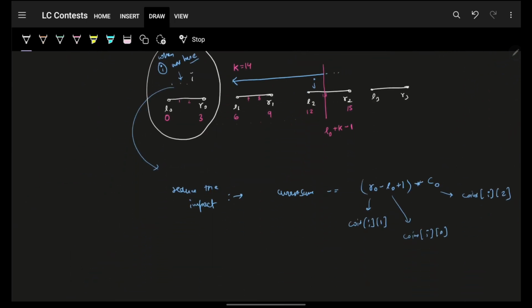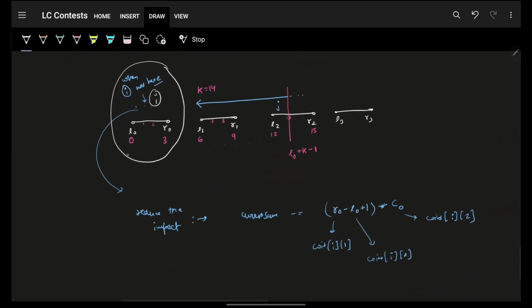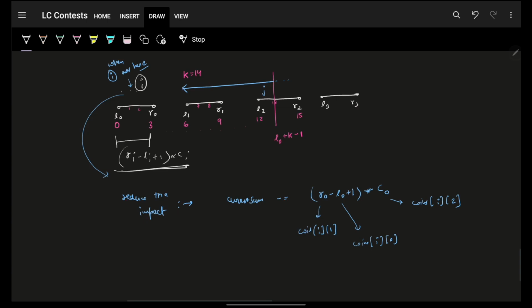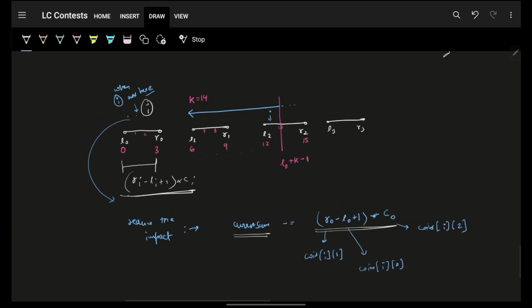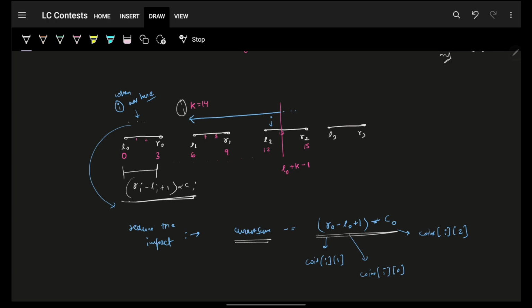What I will do, when my I would have been here, I know the impact of this would be Ri minus Li plus 1 into Ci. This is the impact. This impact, I will simply remove from my current sum. I will remove the impact, and then I will move my I here. And thus simply keep on repeating it and you will get the answer.